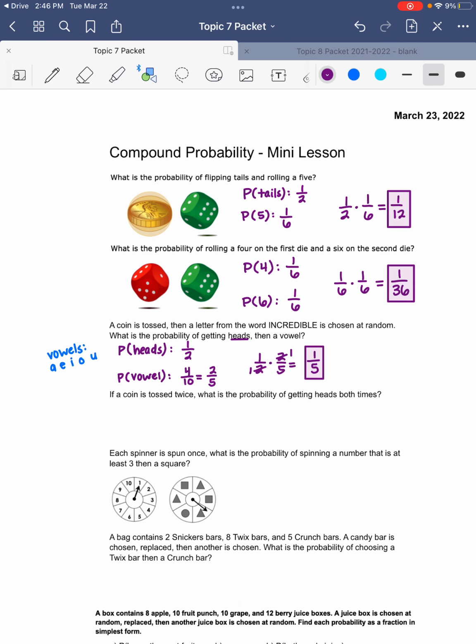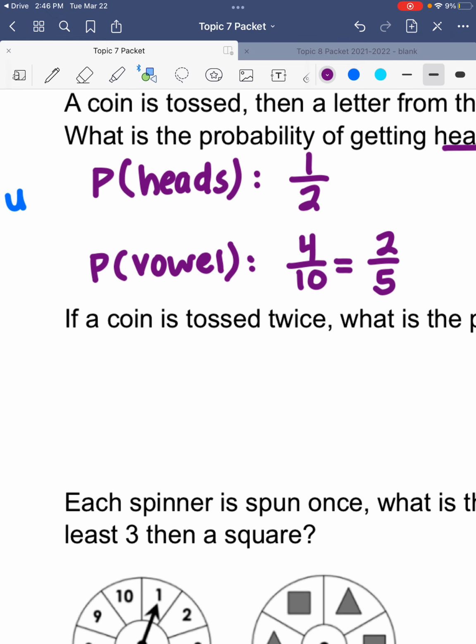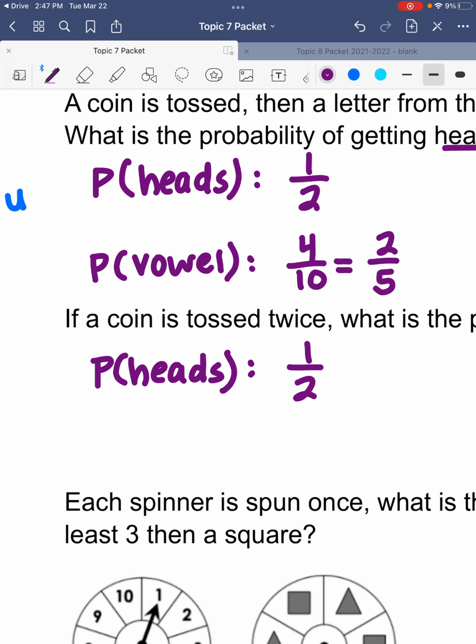Okay, now let's move on to the fourth question. If a coin is tossed twice, what is the probability of getting heads both times? Okay, so the first event is we're tossing a coin, and we're wondering what is the probability of getting heads? Well, we've talked a lot about this already in this video. I'm either going to get heads or tails, so there are 2 total outcomes, and heads is one of those. Now, that's our first event.